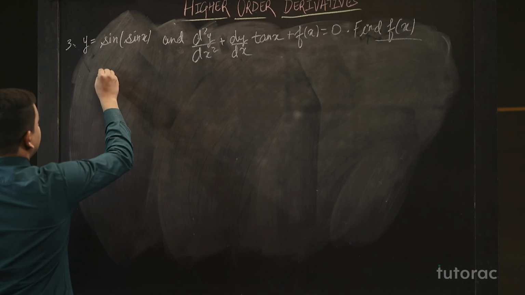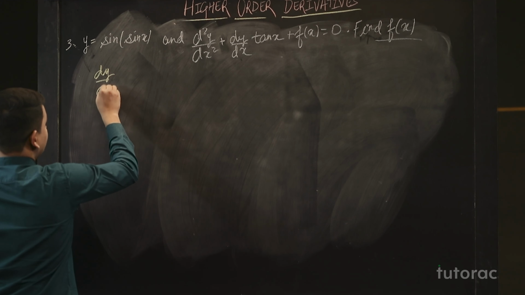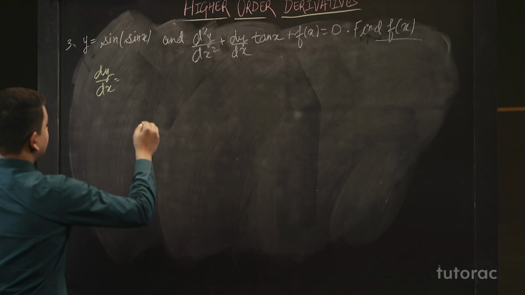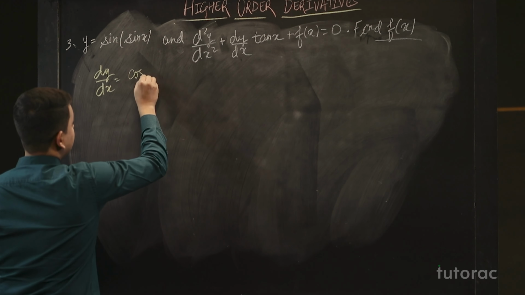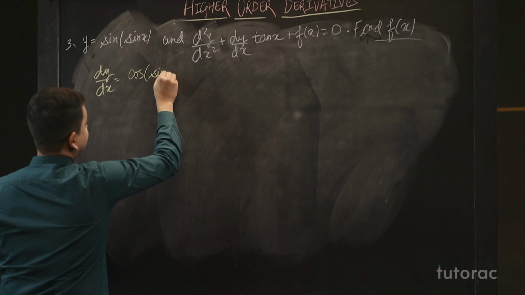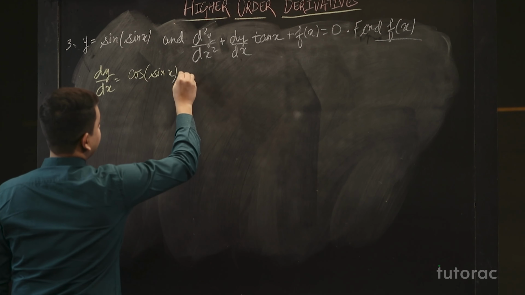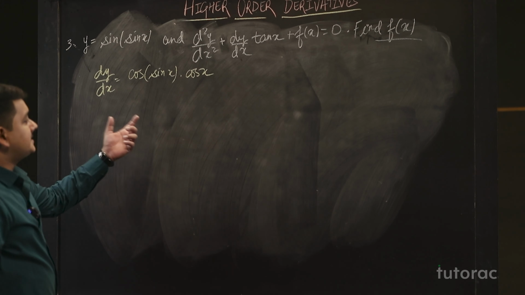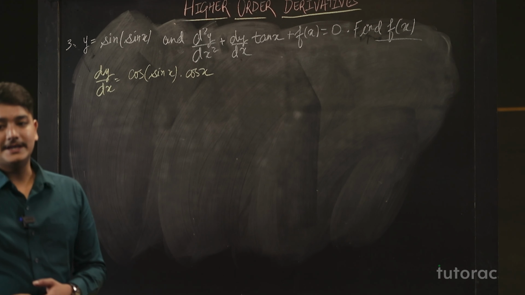Then dy/dx will be, for sin(sin x), cos(sin x), and for sin x it would be cos x. Now this is the value for our dy/dx.